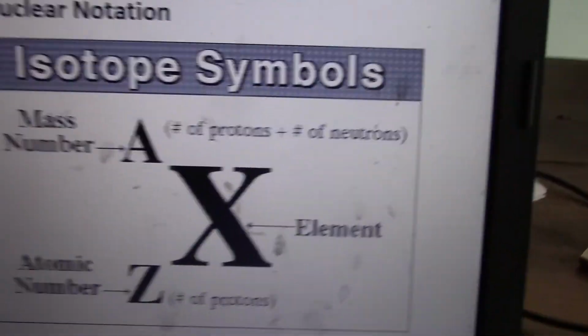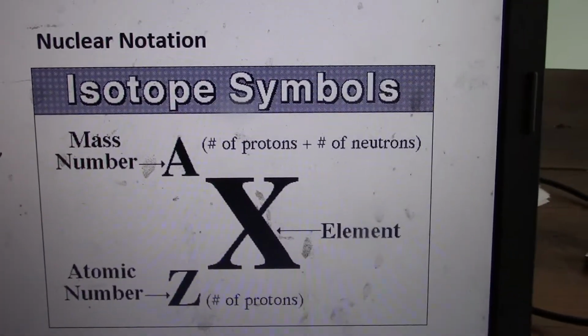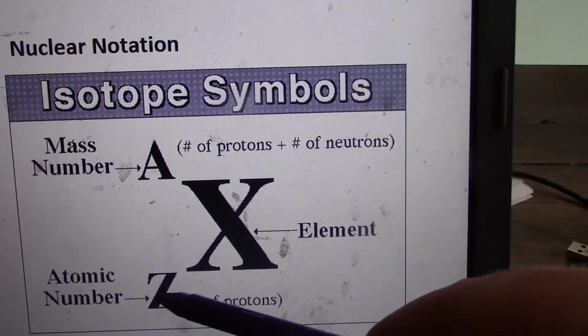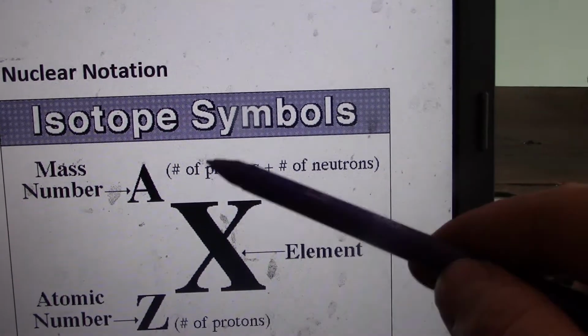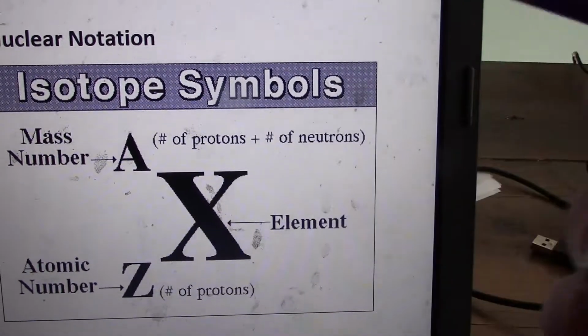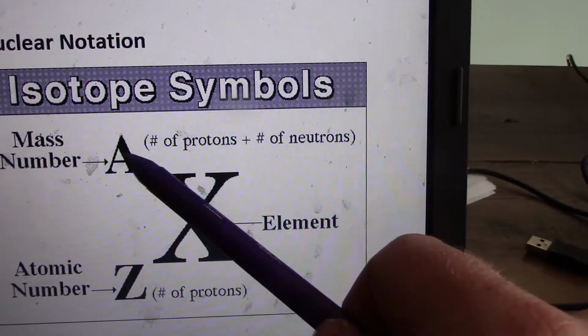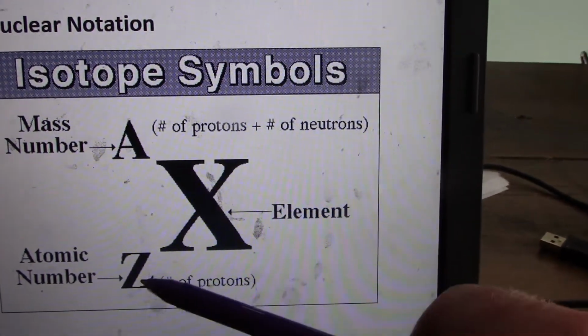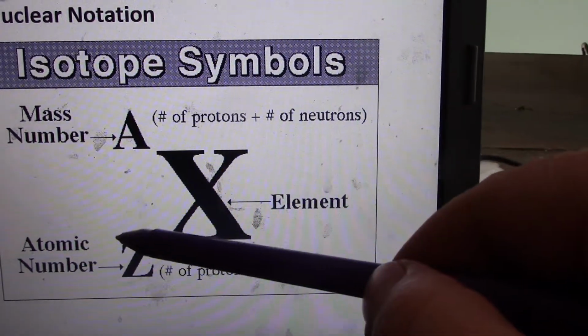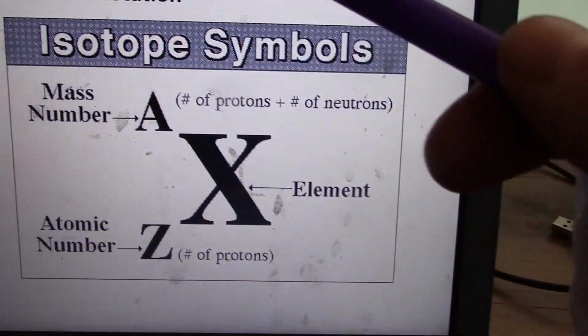That's the atomic symbol, but these are isotope symbols. With isotope symbols, you're actually going to see numbers on the left, not on the right side or top and bottom. What you're going to see is the larger number on top, the mass number, and the atomic number is the number of protons. So when we talk about radioactive decay, this is what we're looking at.